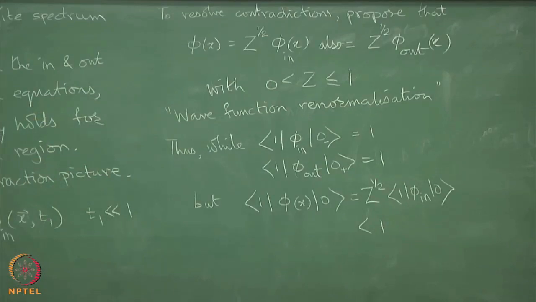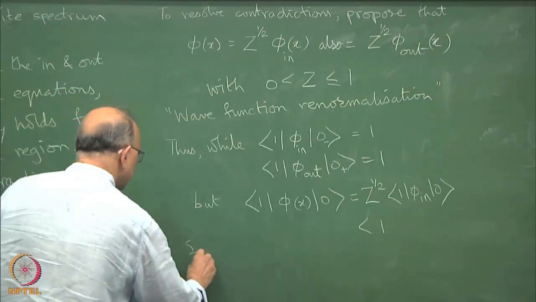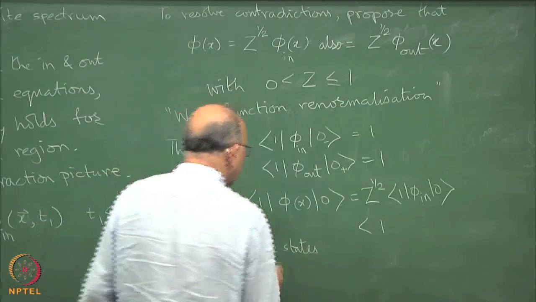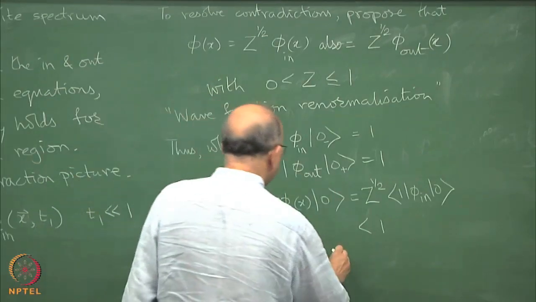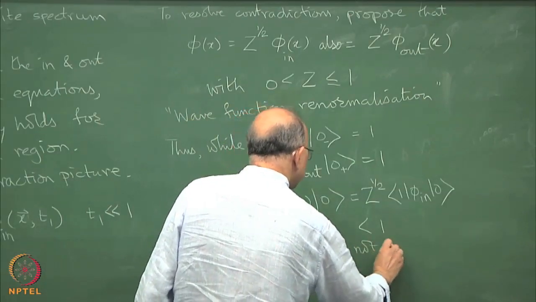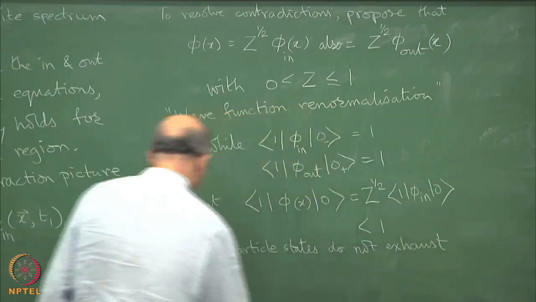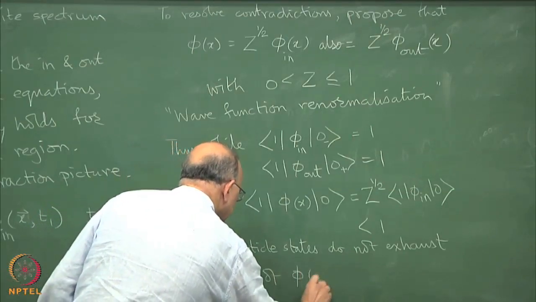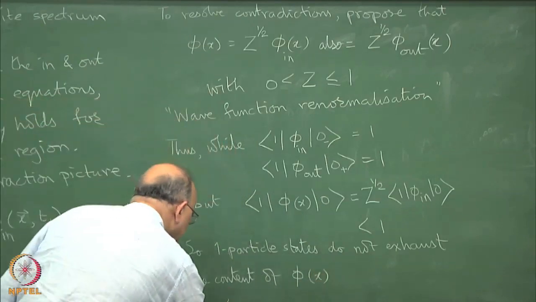This means that phi has more content than just one particle states. It contains all the pair productions and things like that, which are not terribly a part of the interaction, but are a kind of kinematic redefinition of the vacuum. I am now actually borrowing words from Itzykson and Zuber. One particle states do not exhaust the content of phi, the full phi. So for example, you might get away with a p minus p.